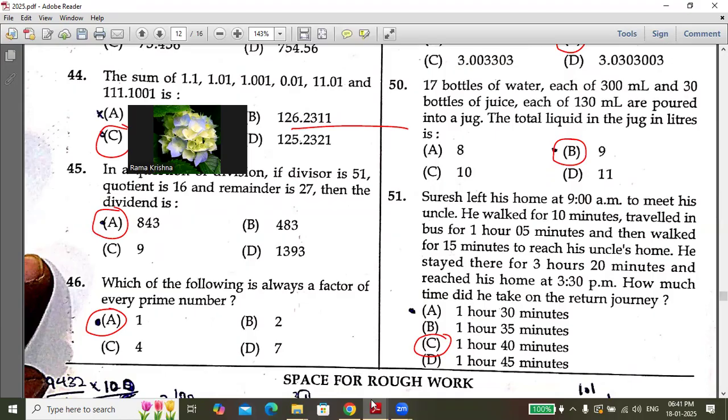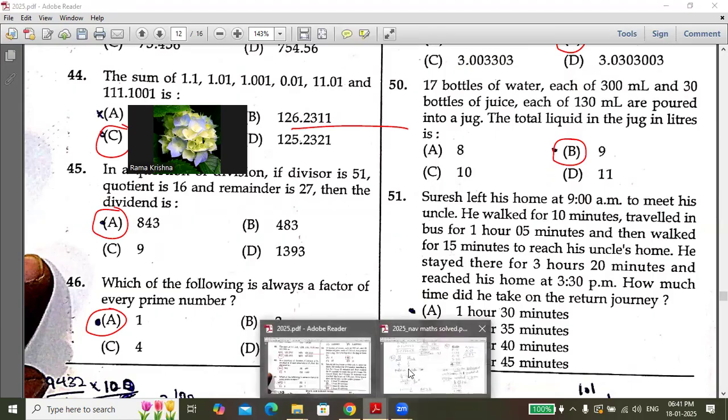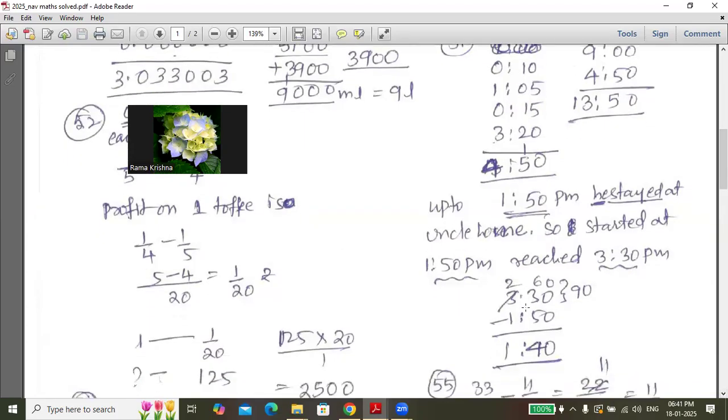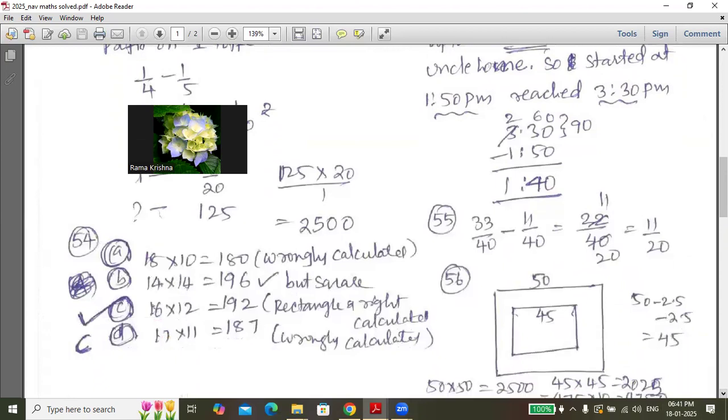Here you have to know when he started back. He started back at 1:50 p.m. and came back at 3:30. So you need to subtract. 1 hour will go from here, so it will be 2 hours. When 1 hour comes here, 60 plus 30 is 90 minutes. So he took 1 hour 40 minutes to reach back home.